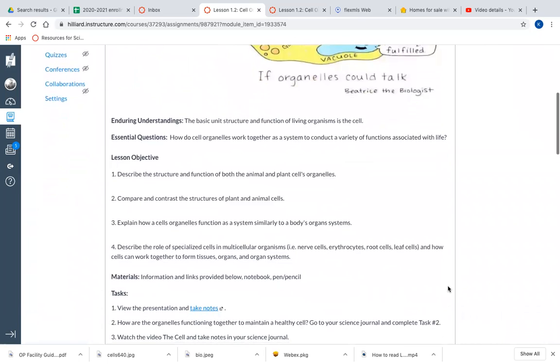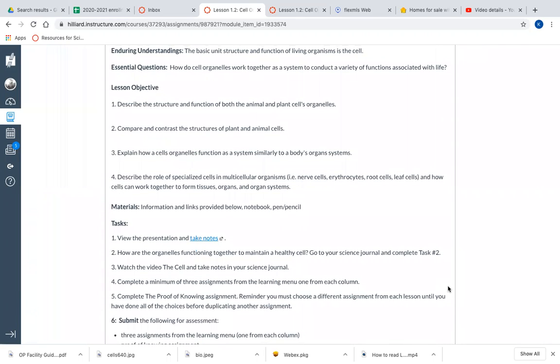What's their job? If you look at what we need to know by the end of this lesson, the basic unit, structure, and function of living organisms is a cell. Rudolf Virchow told us that back in lesson 1.1, the cell theory. You need to recognize and be able to describe the structure and function of both animal and plant cell organelles. They're slightly different, with a couple of different organelles or structures that allow the animal cell to be an animal cell and the plant cell to be a plant cell. Compare and contrast the structures of plant and animal cells. How do they differ? Are they the same?